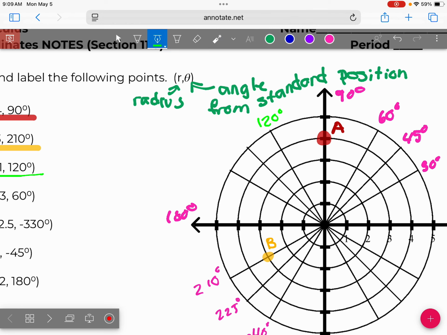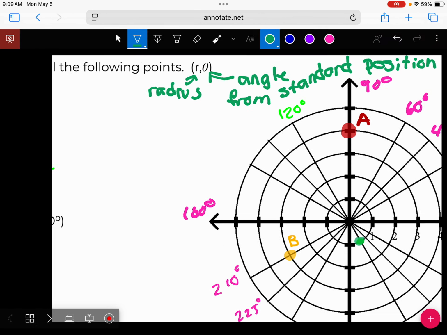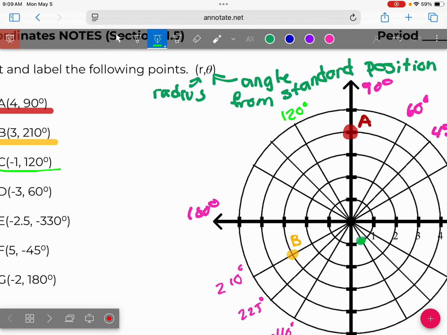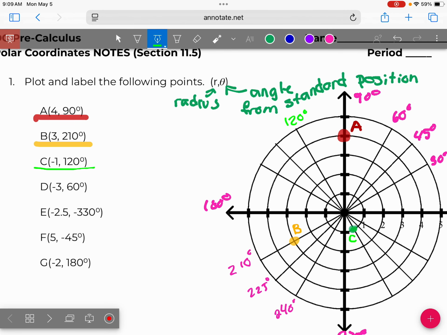So our (120, -1) is this guy down here. This one is point C. I have to keep changing the zoom. Okay, questions on C? C tends to be the one that throws us off first.